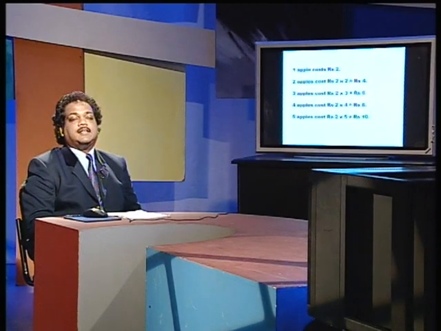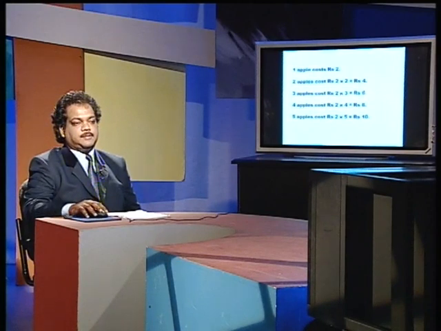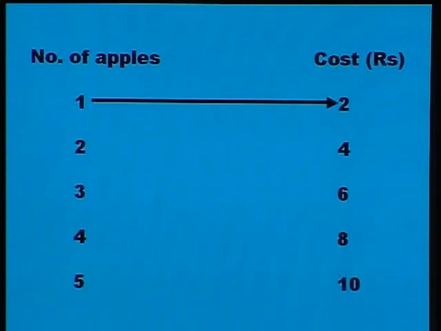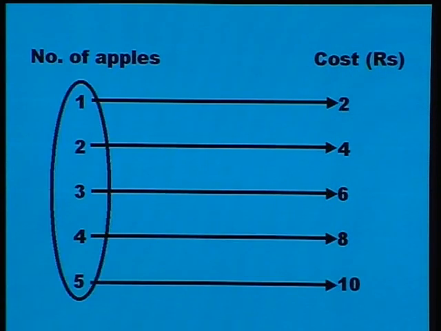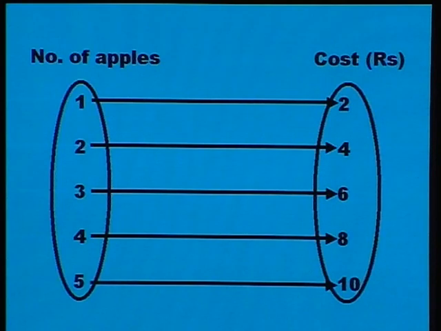We can use set notation to present the solutions. Let's see. Number of apples, cost. 1 apple would cost 2 rupees, 2 apples 4, 3 would cost 6 rupees, 4, 8, 5, 10, and we can write it in this form. Now, we can also use some other variables to represent this relationship between number of apples and the cost.